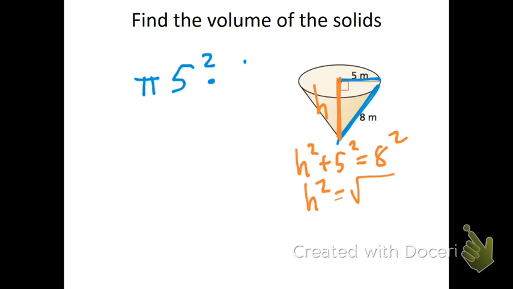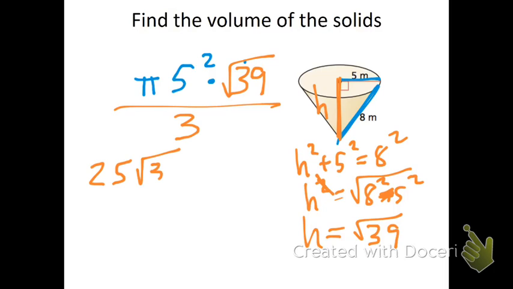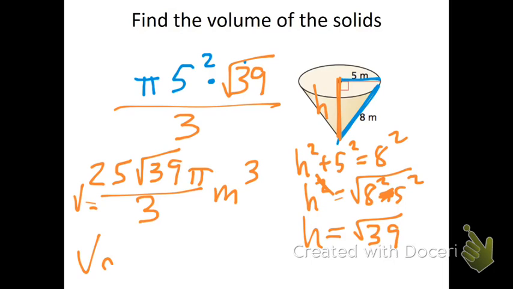Do the Pythagorean theorem, and we get that the height is the square root of 39. So we're going to multiply that in there, and since it's a cone, we have to divide by 3. So if we were writing this exact, it would be 25 root 39 pi over 3 cubic meters as the volume. If you wanted to approximate that as a decimal, you would type this into a calculator and get 52.04 cubic meters.